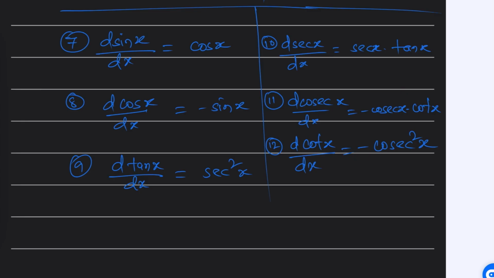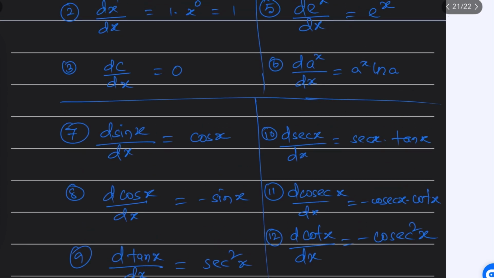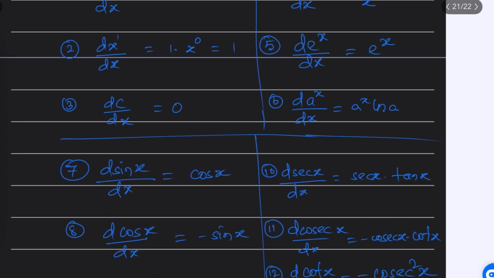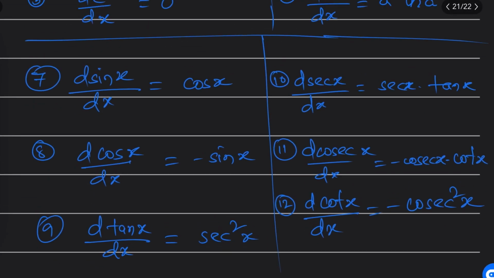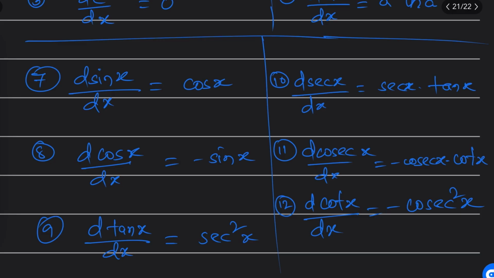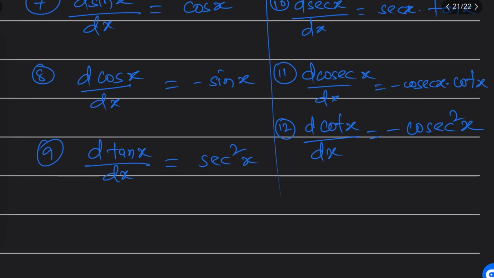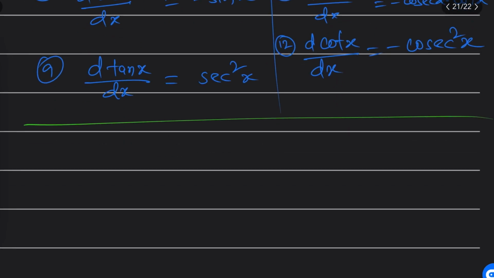Now, these are the differentiation formulas. You should keep these 12 formulas in mind, and they are going to be very helpful in your physics, because if you don't know these derivatives, physics is going to be really difficult for you, since physics involves these functions so many times. Next, we are going to discuss the rules of differentiation. What are the rules of differentiation?